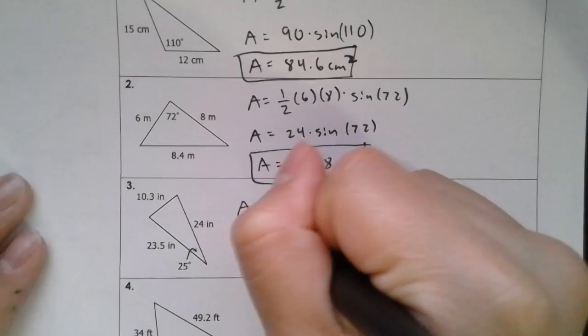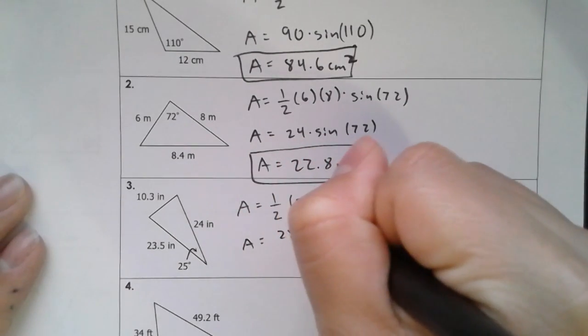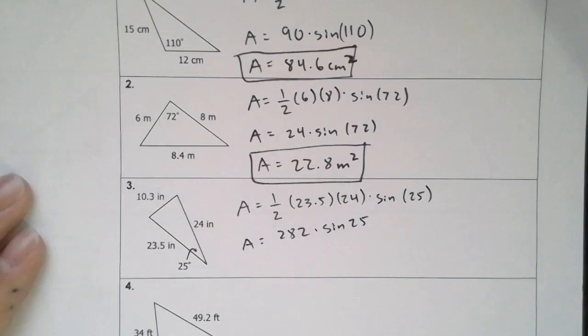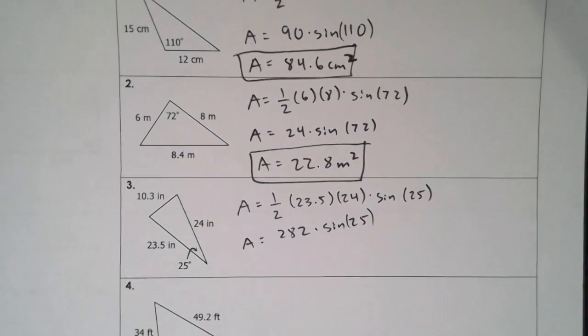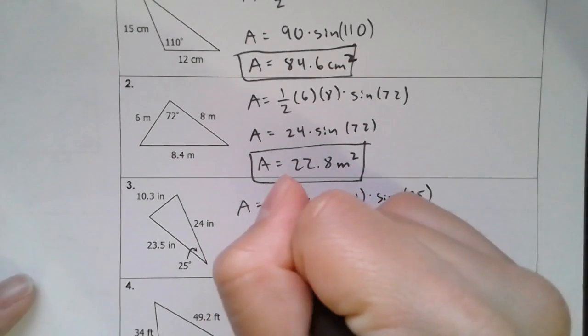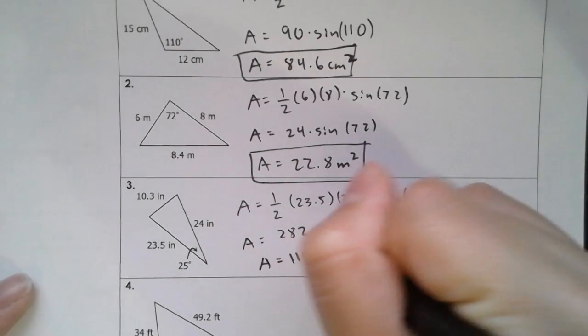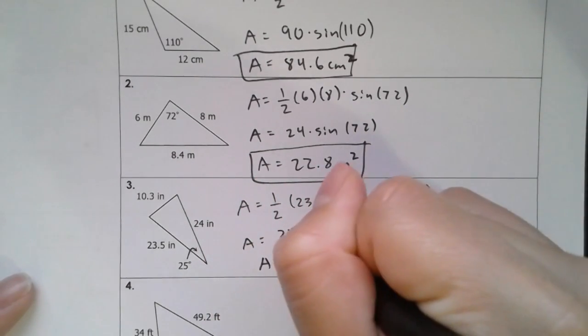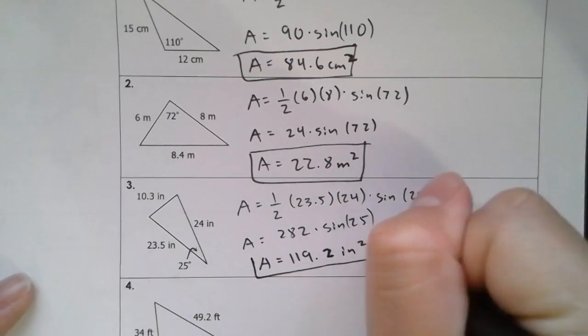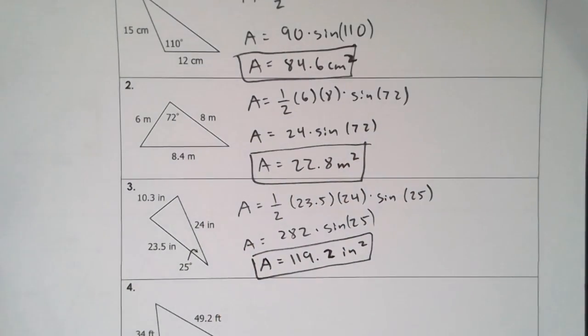282 times the sine of 25. Do that in your calculator, you're going to get that the area is equal to 119.2, and this time it's inches squared. Please do not forget your units of measurement, okay? You will lose points in the test if you don't have your units of measurement.